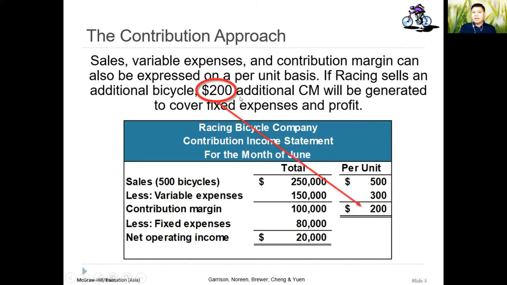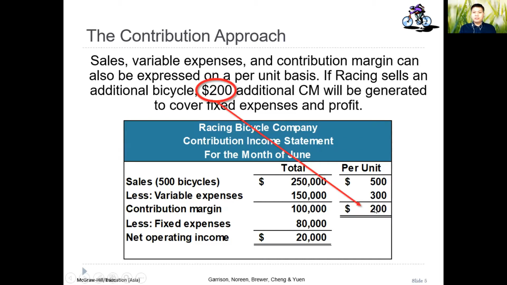So this is very elementary, but bear with me. There are non-accountants. The contribution approach, no? You have here the sales, the variable expenses, and contribution margin can also be expressed on a per unit basis. So we accountants call this the CMU column, no? So like here, if you have 250,000, all right, divided by 500 bicycles, then you have 500. Do the same thing for variable expenses, you have 300. So 500 minus 300, you have the CMU, or the contribution margin per unit.